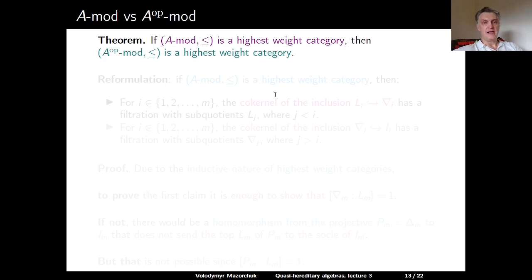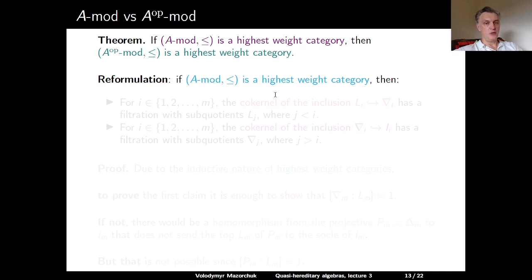Theorem: if A-mod with respect to our linear order is a highest weight category, then A^op-mod with respect to the same linear order is a highest weight category. So this means that A-mod with respect to some order is highest weight if and only if A^op-mod with respect to the same order is highest weight. Here is the reformulation of the statement.